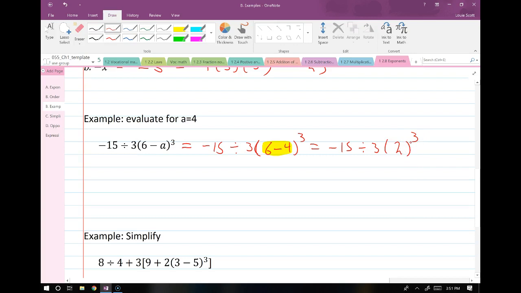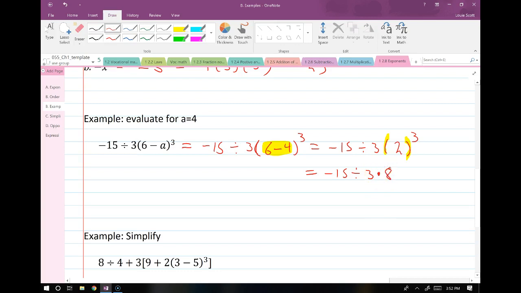Okay, so now I'm done with those parentheses, right? Even though I guess they're still there, but they don't really count anymore because I just have a 2 inside them. So now I start over. I do my PEMDAS again. So P, no. E, yes. I have an exponent. Let's handle that next. So negative 15 divided by 3 times 2 cubed, that's 8.